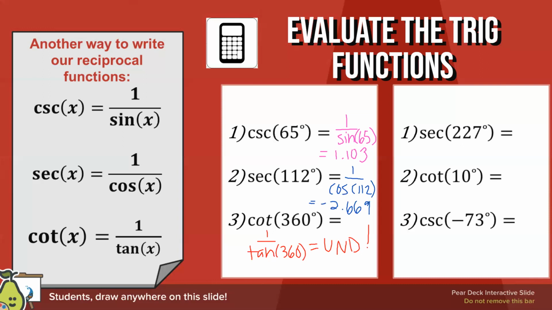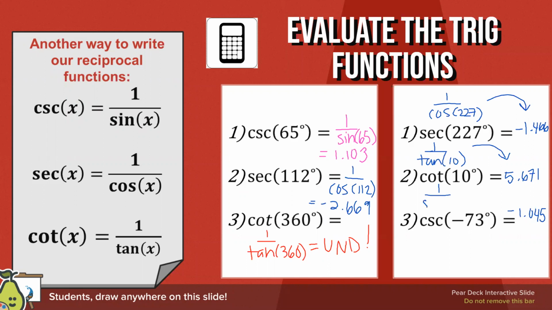Go ahead and find the values for secant, cotangent, and cosecant of all the values on the right in the same way. Use your calculator to round to 3 decimal places. Okay, secant of 227. Secant is the reciprocal of cosine, so it's really 1 over cosine of 227 degrees, and that gives us negative 1.466. Cotangent is 1 over tangent of 10 degrees, and that gives us a decimal approximation of 5.671. Lastly, cosecant is 1 divided by sine of negative 73 degrees.